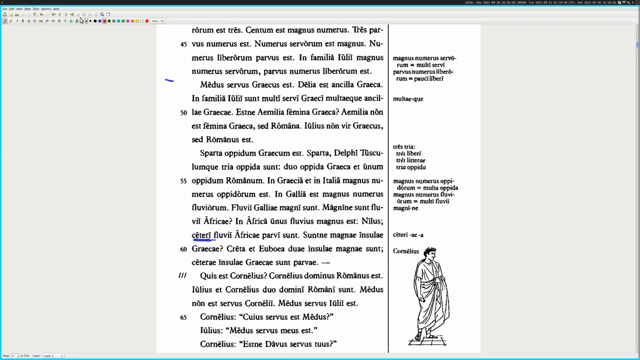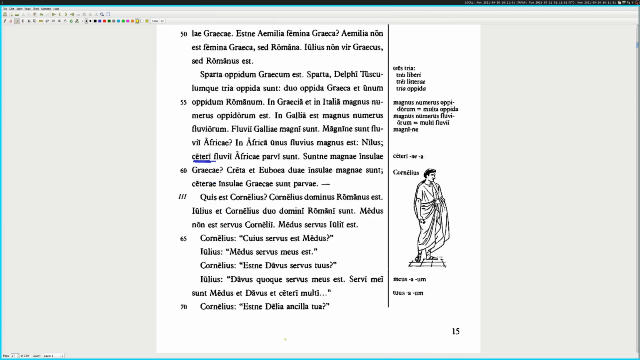Here, I'm going to highlight the words I don't know in red, where I can't just immediately figure it out from context. Medus servus. Oh, does it mean mine? Here, I'm going to undo, because if it means mine, that makes sense. Medus is my slave. Whose slave is Medus? Julius. Medus is my slave. Okay.